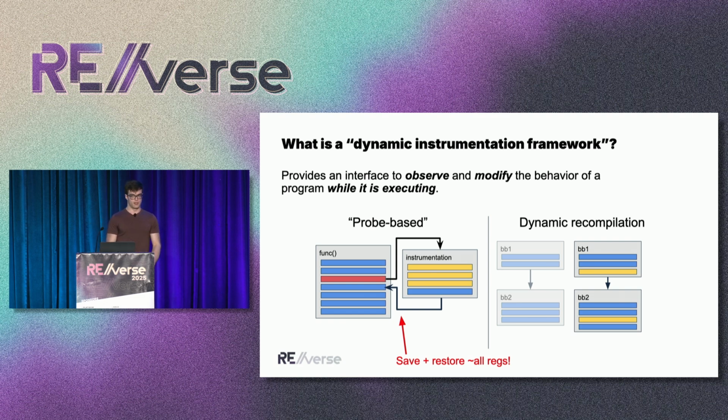But the downside of these tools is that it's a lot more difficult to actually use them. The interface is much more fine-grained, and usually you end up writing a bunch of C and recompiling it every time you want to change your instrumentation.